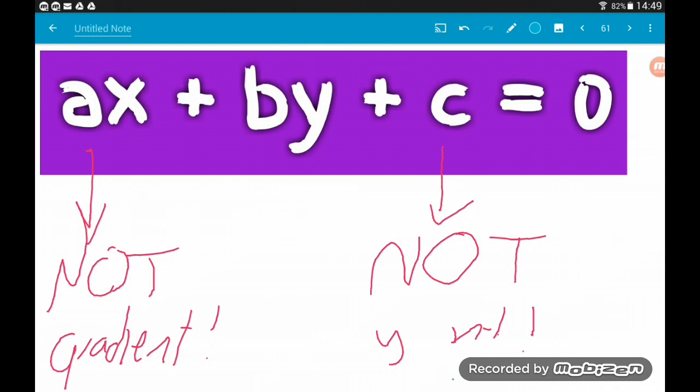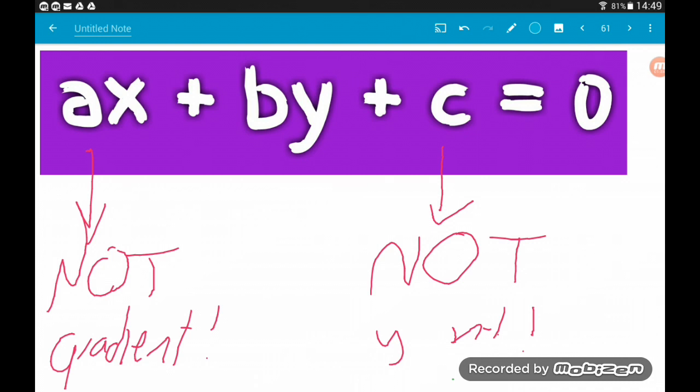In the other two forms, y equals mx plus c or y minus y1 is m times x minus x1, m is the gradient, it's the coefficient of the x term. In this form, it's not. To be able to get the gradient, we need to have y on its own on one side and x and whatever else on the other side. So in this form, the coefficient of x is not the gradient, and also c is not the y-intercept.